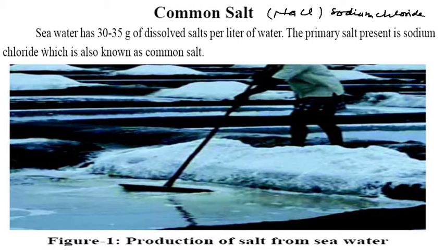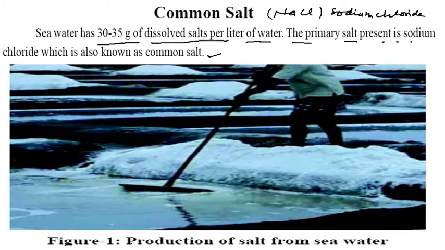Sea water has 30 to 35 grams of dissolved salt per liter of water. The primary salt present is sodium chloride, which is also known as common salt. Remember, sodium chloride is always the common salt. We collect it from the ocean: ocean water is spread into the fields, and when the water vaporizes, we can collect the sodium chloride.